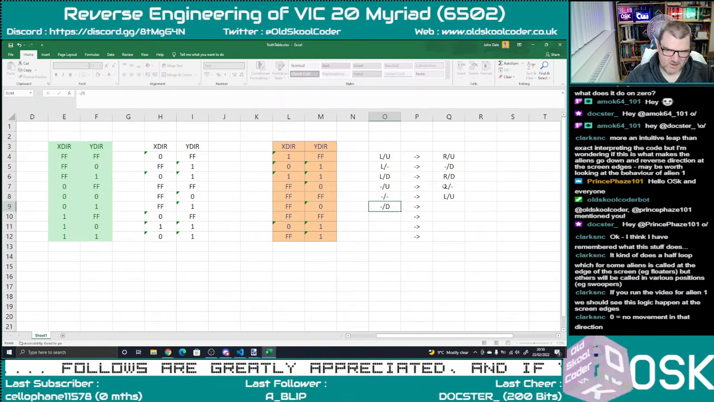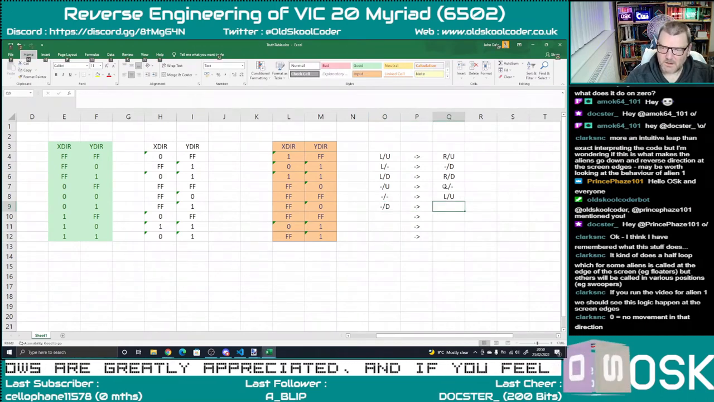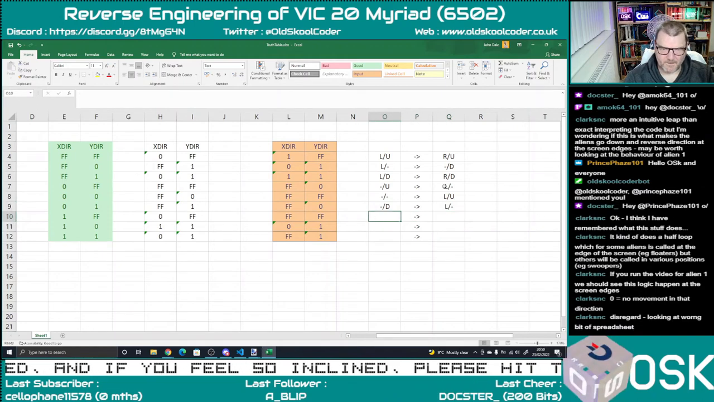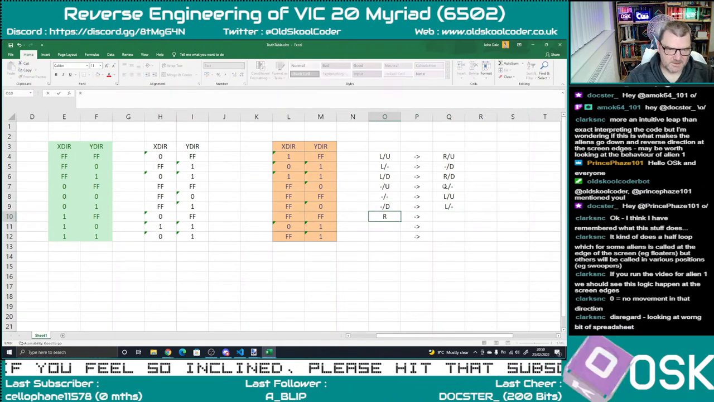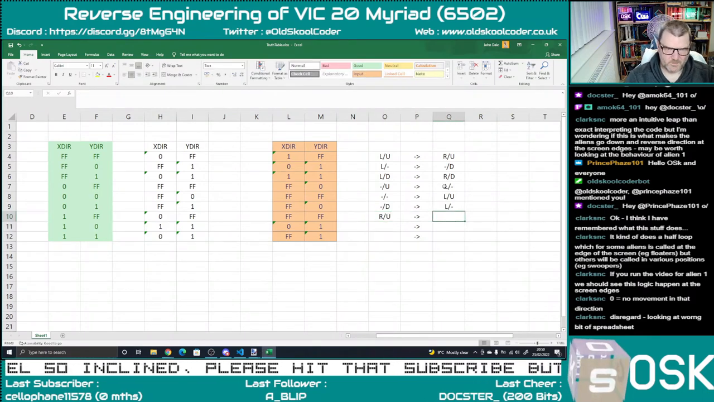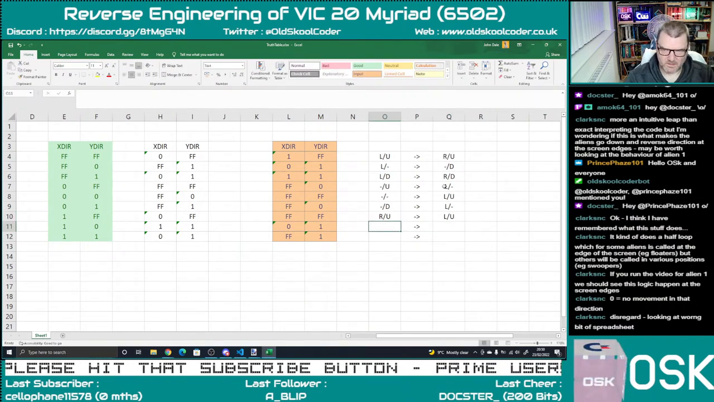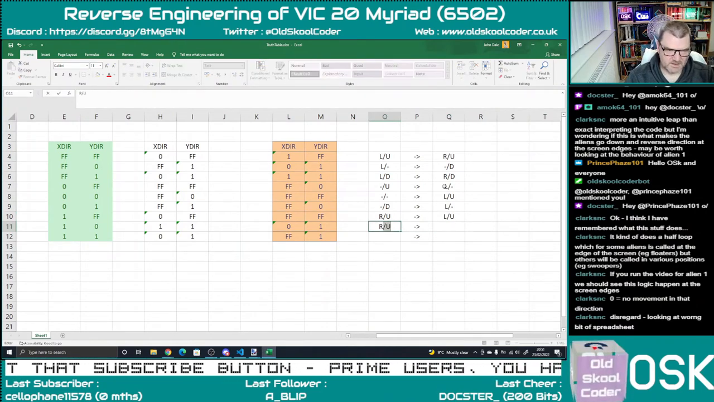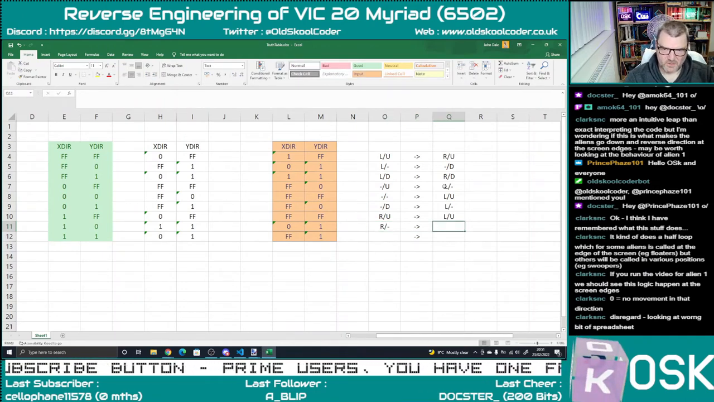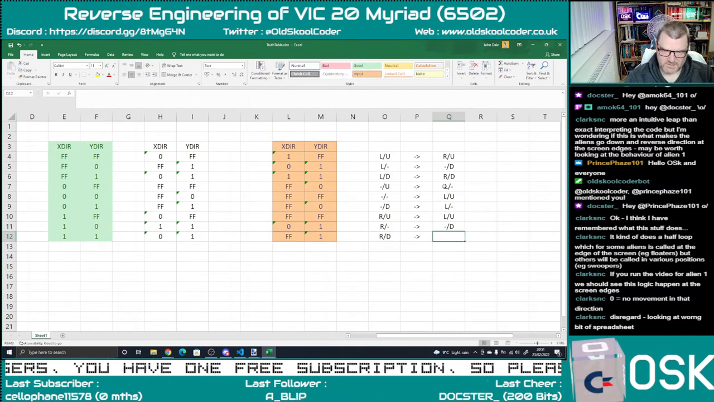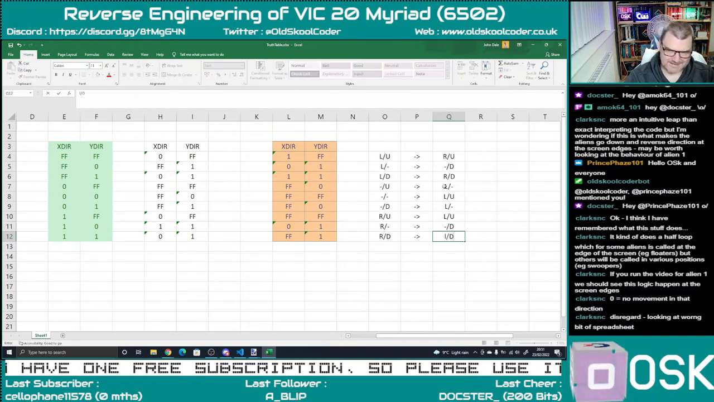Stationary and down becomes left and stationary. Yep. This one is right and up becomes left and up. This one is right and stationary becomes stationary and down. And right and down becomes left and down.